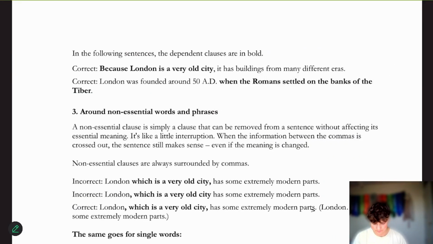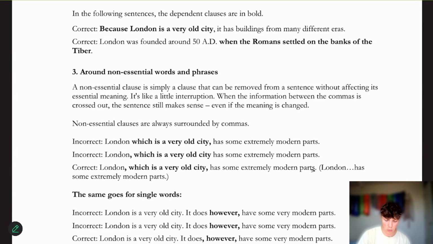Rule number 3, around non-essential words and phrases, right? What is a non-essential word or phrase? Well, it's basically a clause that can be removed from the sentence and the sentence maintains its essential meaning, right? For example, London, which is a very old city, has some extremely modern parts. If I cut out, which is a very old city, the main point of the sentence, right, is that London has some extremely modern parts, right?